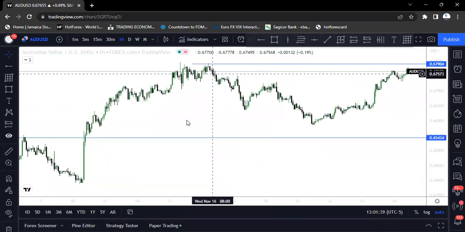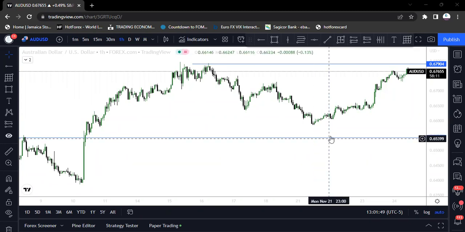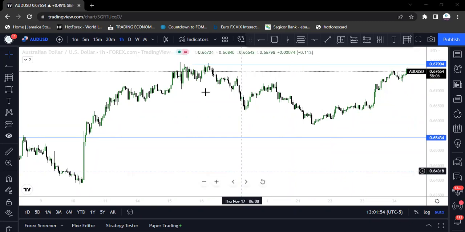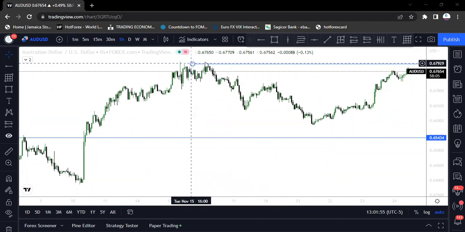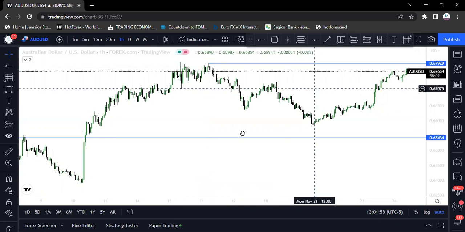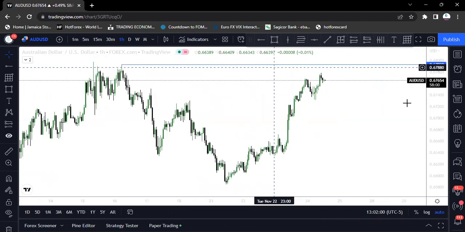Hourly chart. So this would be the H1 high I'd be looking at for liquidity. We're currently resting just below there.